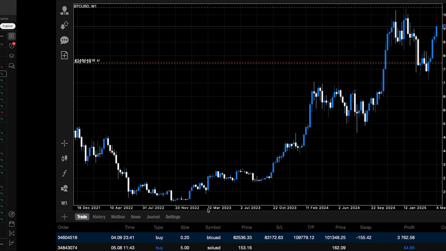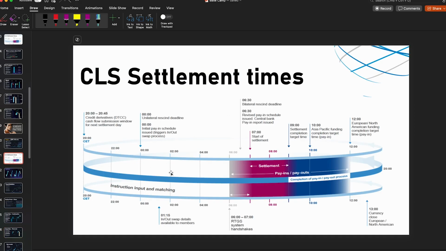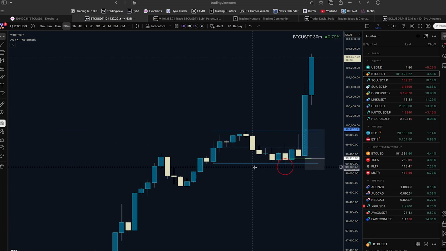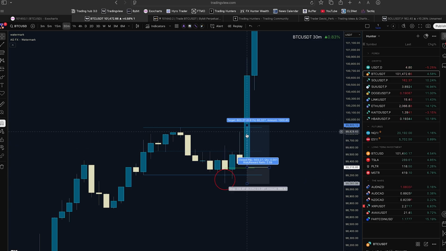So as I mentioned in here, the CLS is working in specific times, and there are times when the market is moving, of course, more sharply than not, right? So the best way, in my opinion, is to trade on the session open, the New York session open, or the London session open.